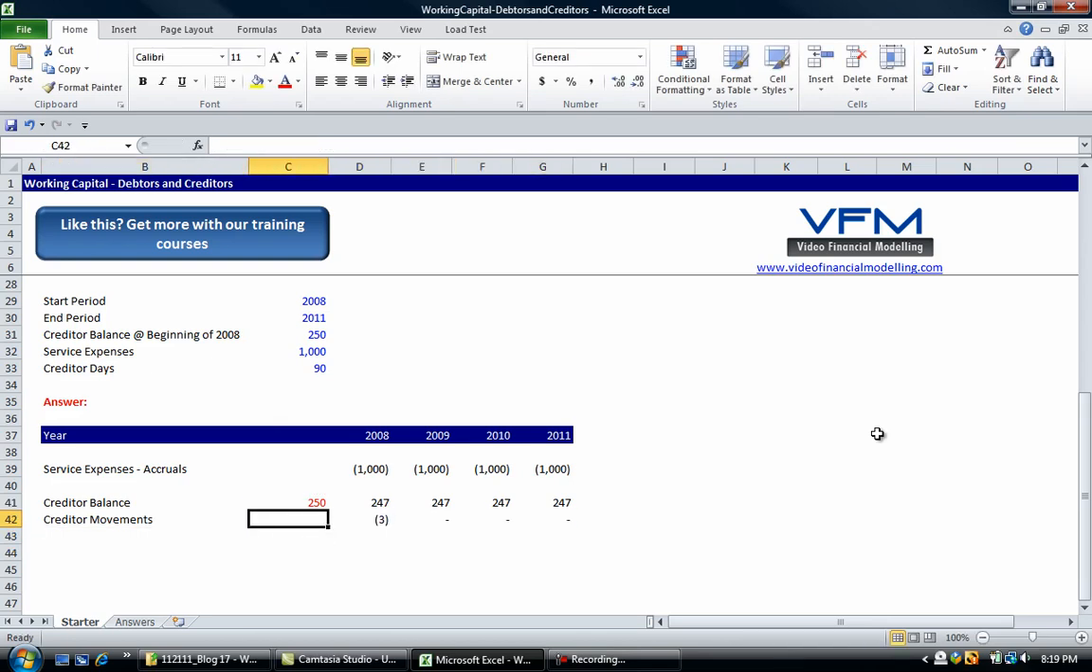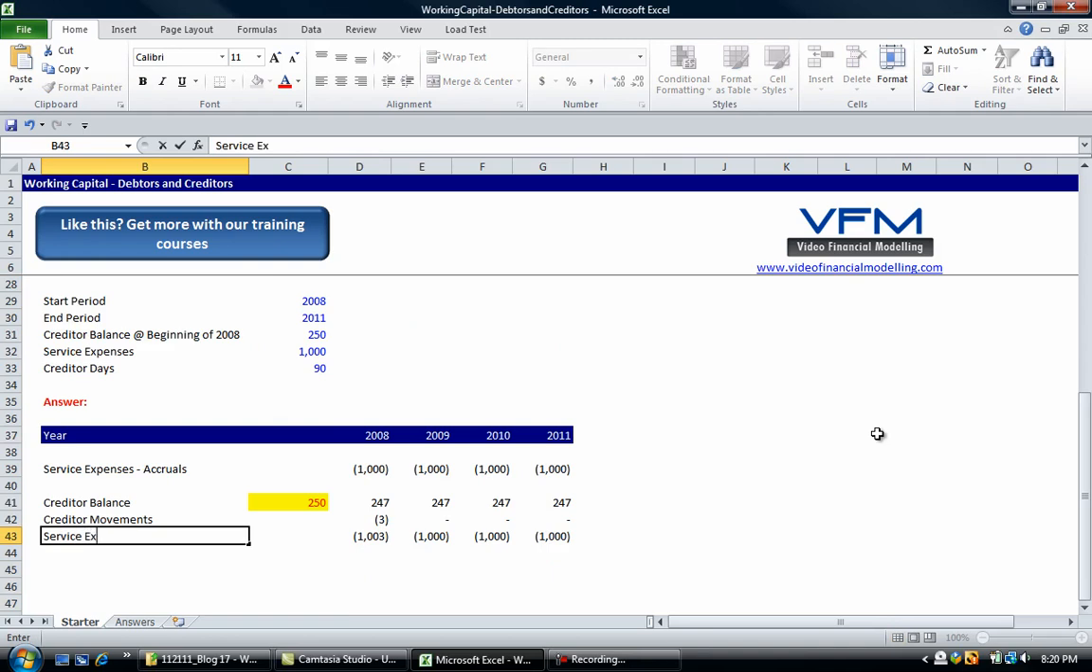Okay, and that's across. Now, if we're moving from 250 to 247 in creditor balances, that means we've reduced our creditor balance, and because this is a liability account, that means we've paid out more cash. So what we need to do here is add these two together, and that will give us how much we've paid out in cash expenses, or let's call it service expenses cash.